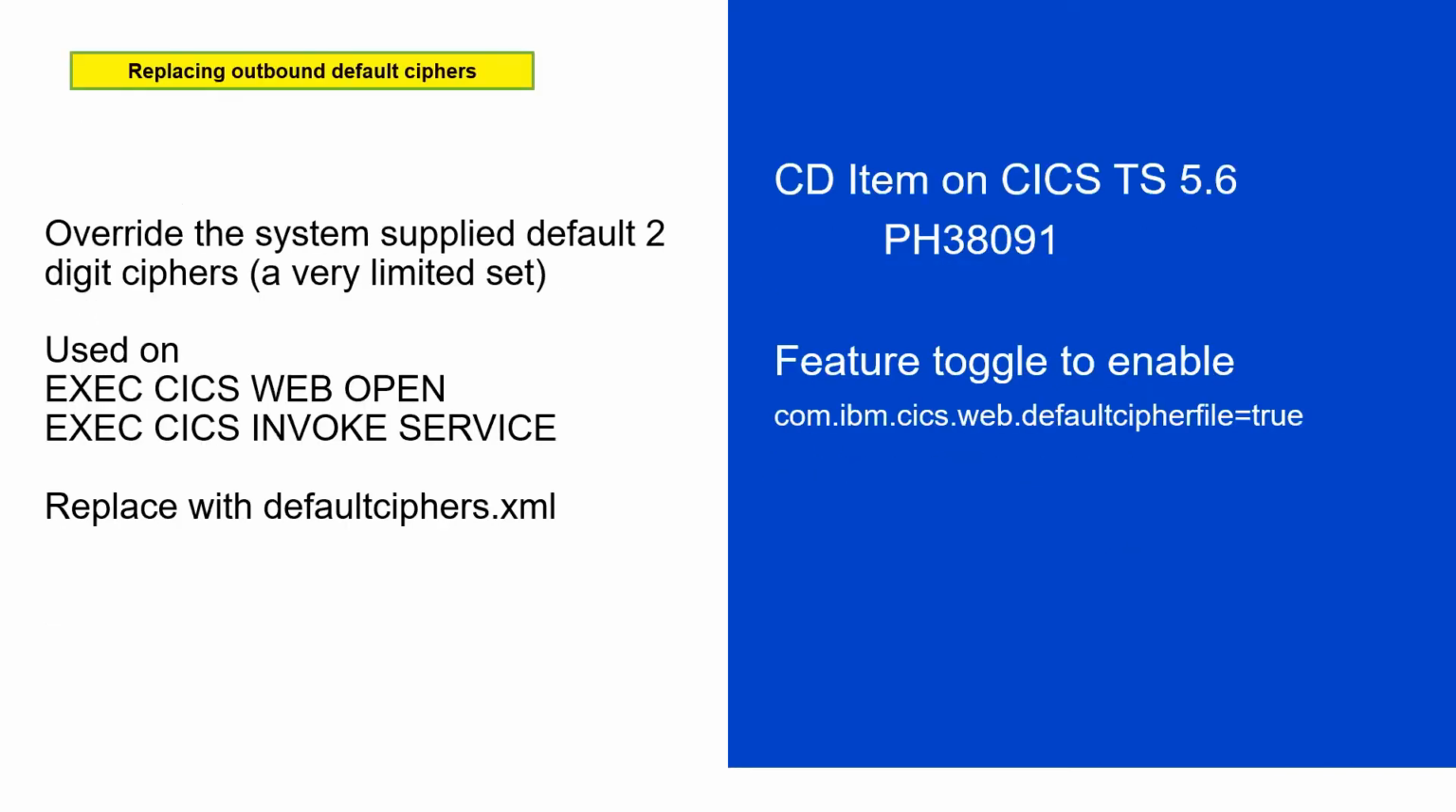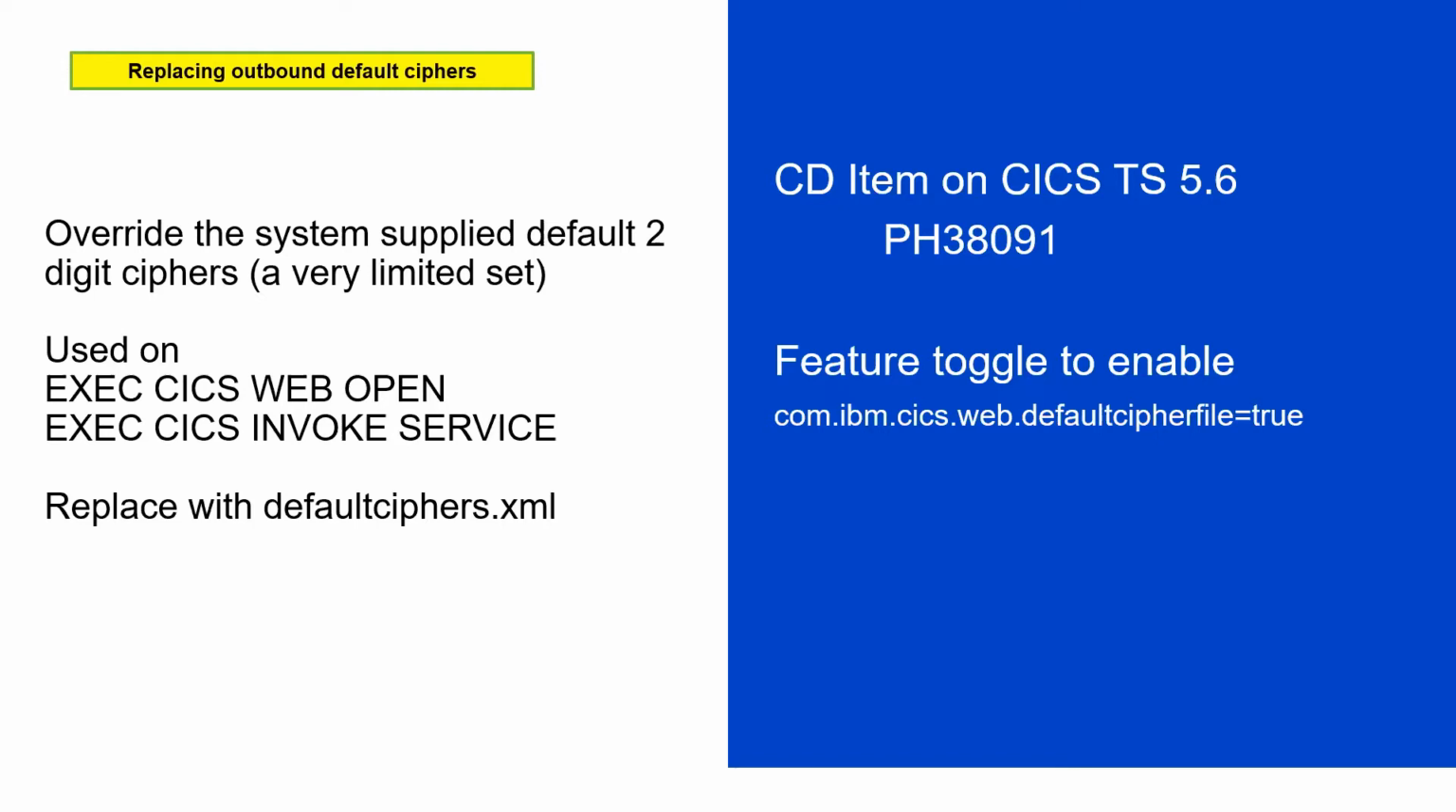Finally, for TLS, we received an RFE in from a customer fairly recently because of audit problems with an auditor that they were raising about the default set of ciphers. As I said earlier, the default 2-digit ciphers, which have been there since we introduced TLS, are fairly weak now, and for the audit requirements, they were not sufficient. And the customer didn't want to make changes to all of their programs which used WEB OPEN without a URI map, which would then use the default ciphers.